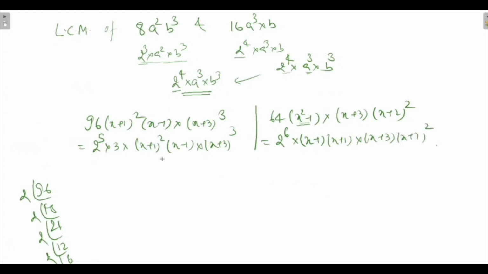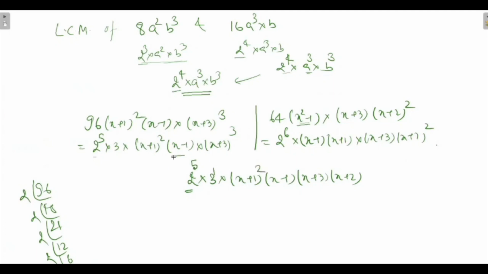Now let's look at the distinct numbers, prime factors or expressions here. One is 2, so I'll write 2. Then I have 3 here, so I'll write 3 first. Then I have x plus 1, so I'll write x plus 1. Then I've got x minus 1, I'll write x minus 1. Then I've got x plus 3, I'll write x plus 3. Then I also got x plus 2, I'll write x plus 2. Now I look at 2. What is the highest power of 2? It is 5, so I'll write 5. What is the highest power of 3? 1, so I'll write 1. What is the highest power of x plus 1? This is 2, so I'll write 2.